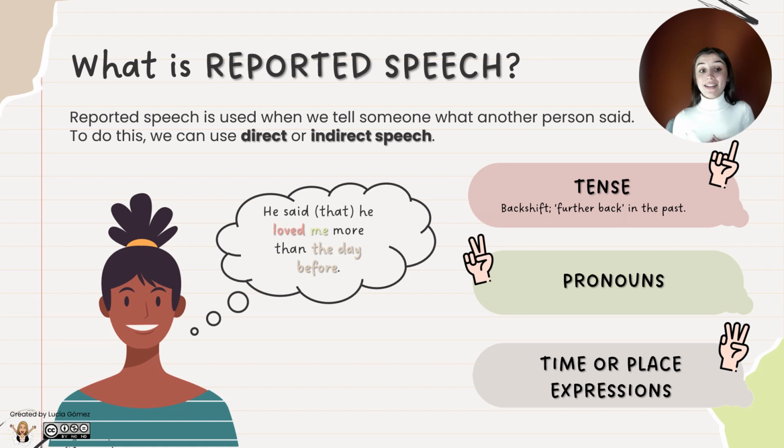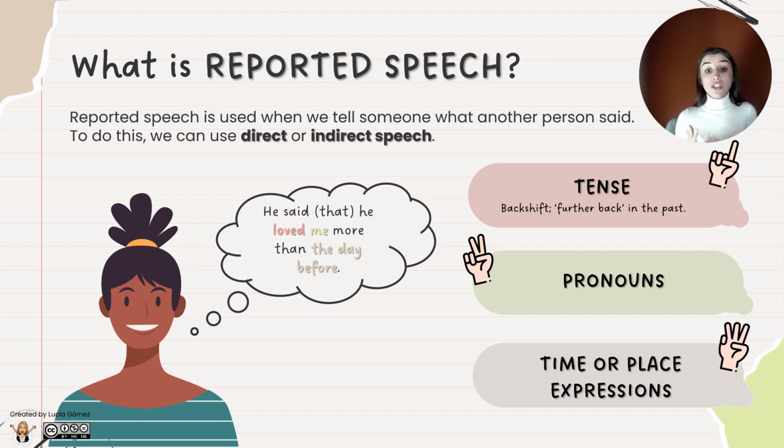In this case, we can see first of all how the tense changes. So, from a present simple tense, love, we change it into a past tense. So, when we change tenses into reported speech, it's always like a step backwards, ¿vale? Siempre vamos como un pasito hacia atrás. This is called backshift in English.